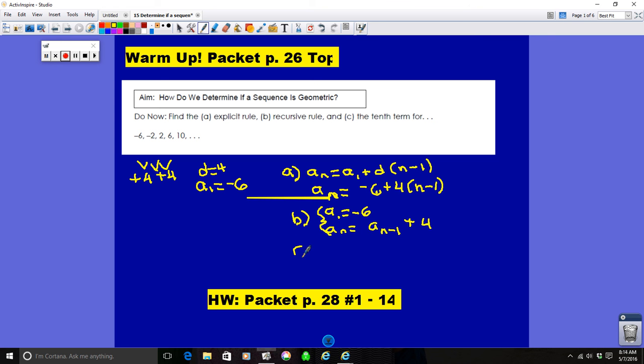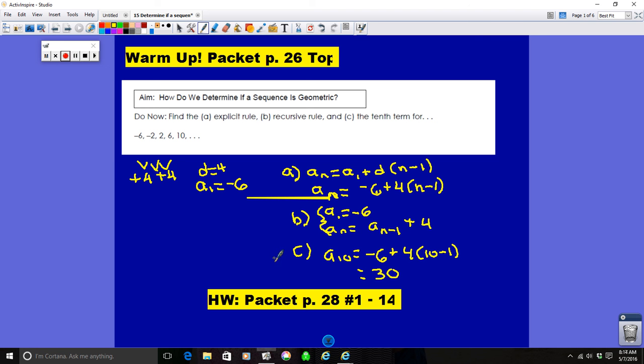Part C, we need to find the 10th term. Well, it certainly would be easier to use this nth term formula, which is the explicit rule for the 10th term. So this would be A of 10 is -6 plus 4 times 10 minus 1. So 4 times 9 is 36. 36 minus 6 is going to give you 30.